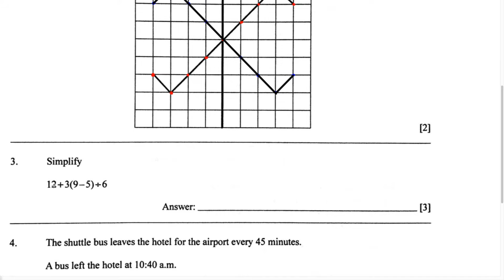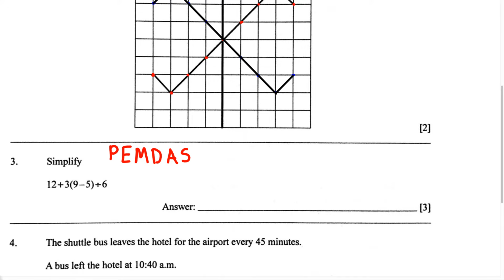Question 3 says simplify, and they give us 12 plus 3, open bracket, 9 minus 5, close bracket, divided by 6. We know anytime we have a situation like this, where we have more than one operation happening at once, we have to perform order of operations. The acronym we use to remember the order of operations is PEMDAS. So we're just going to write PEMDAS.